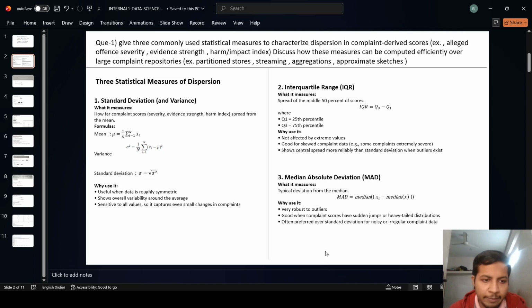Why we use it? Number one, useful when data is roughly symmetric. Number two, shows overall variability around the average. Number three, sensitive to all values, so it captures even small changes in complaints.